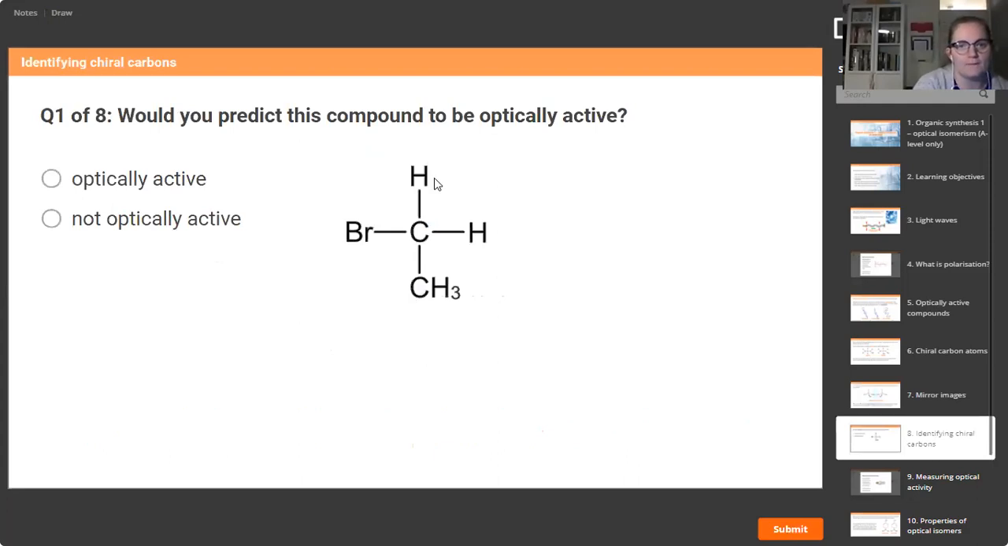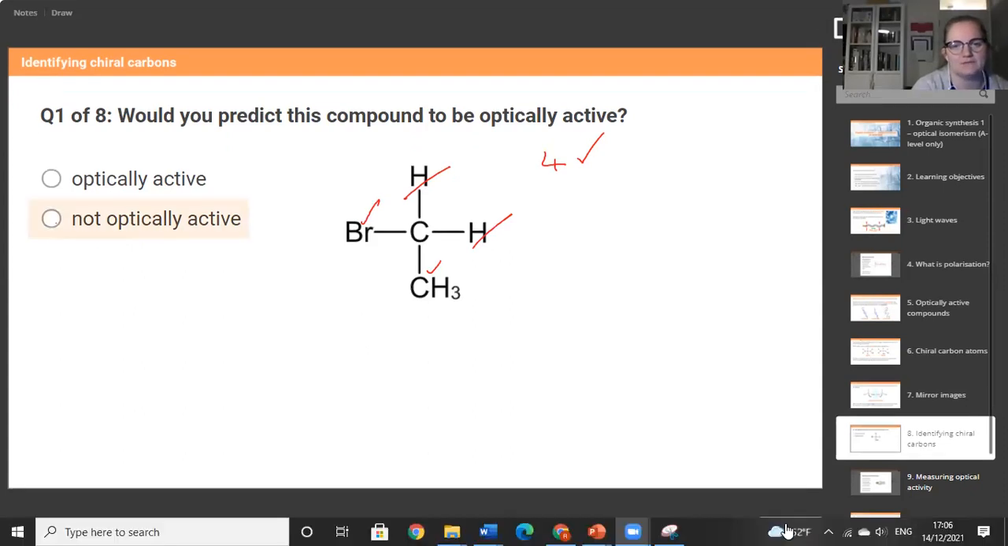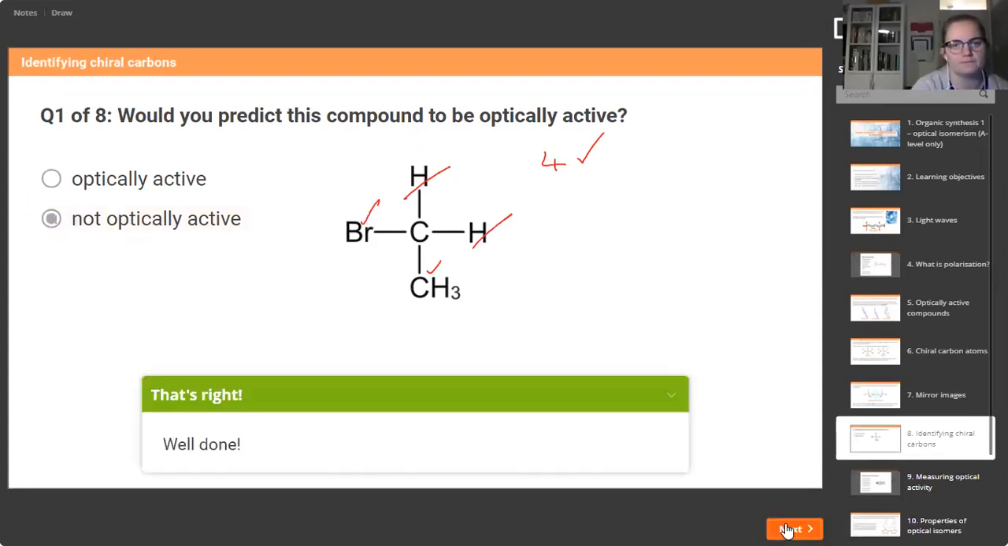So would this compound be optically active? So we're looking for a chiral compound. So straight away, let's annotate this. We're looking for 4 groups coming off our carbon. Well, we've got 4 groups. Are the 4 groups different? Bromine, no other bromines. And CH3 group, yeah, that's fine. Oh, no, we've got hydrogen and hydrogen. So we would say no, this is not optically active because it's not got a chiral carbon.